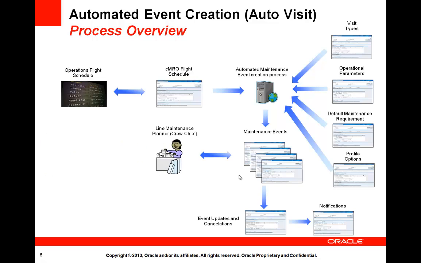Once an event has been created, a line maintenance planner or a crew chief will evaluate the maintenance events. They will also review the maintenance forecast and may enrich a maintenance event with additional work. And eventually the maintenance event will be released to the line maintenance technician for completion.